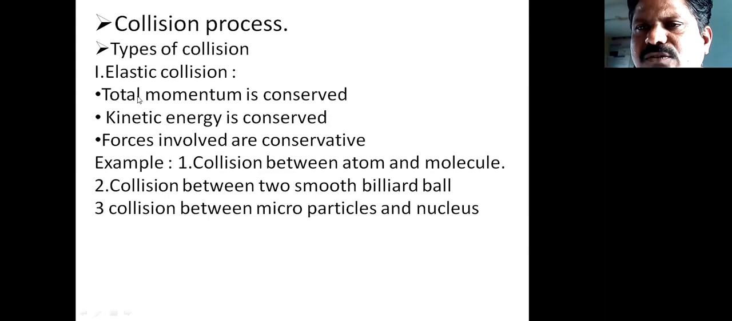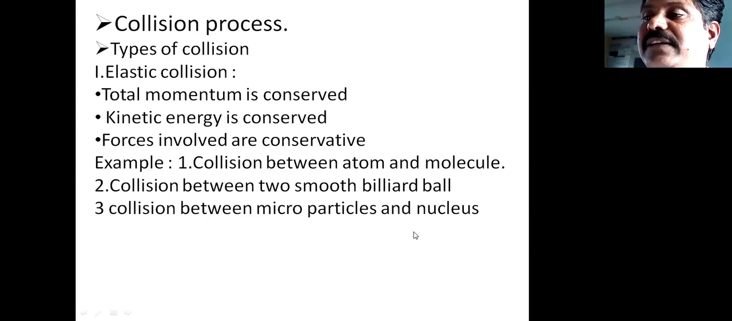Similarly, the total momentum is also conserved in the case of elastic collision. That is, the total momentum before collision is equal to the total momentum after collision. So M1 U1 plus M2 U2 is equal to M1 V1 plus M2 V2. Okay.